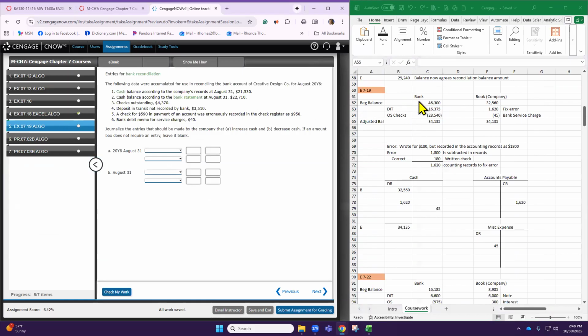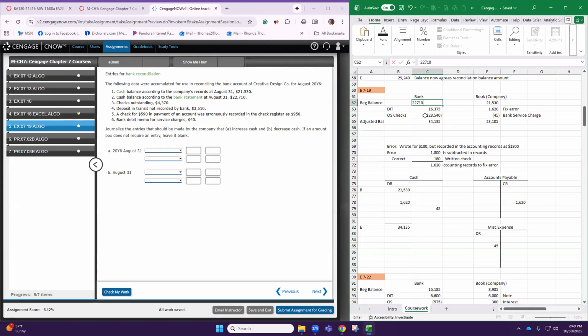Good practice. And we don't have an Excel spreadsheet this time. So cash balance according to the company's books, they're on the right, 21,530. The bank balance says 22,710, and this is for August 31st.